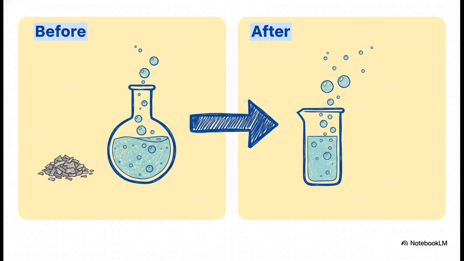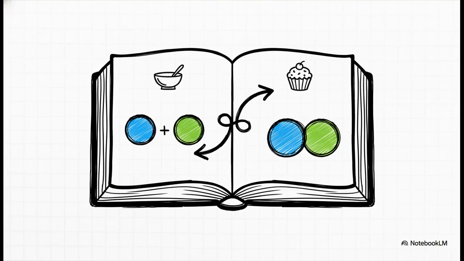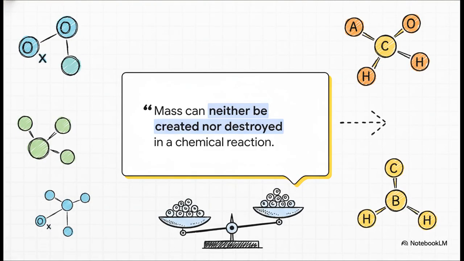It's a total transformation. Now, as you can imagine, chemists don't just write out these stories in long, boring sentences. No, they've got their own kind of shorthand, a secret language to describe exactly what's going on. And that language is all about chemical equations. Honestly, the best way to think of them is like recipes for chemistry. They tell you exactly what ingredients you need, the reactants, and what you're going to make in the end, the products.